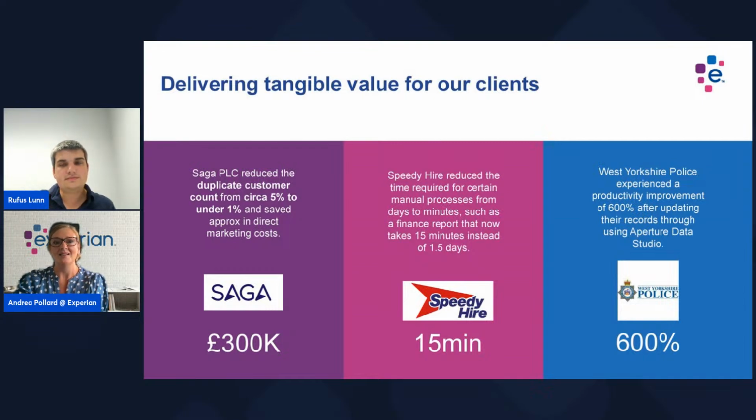So once they deployed EDQ, Saga had a reduction of duplicated data from 5% down to 1%. They were able to overhaul their marketing strategy and have more targeted campaigns. This was increasing additional upsells into existing clients, as well as attracting net new logos. As a result of this, the marketing cost saving was a whopping 300K.